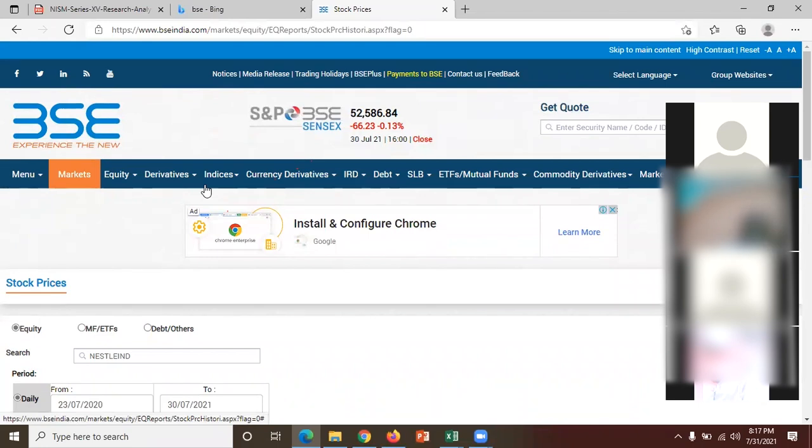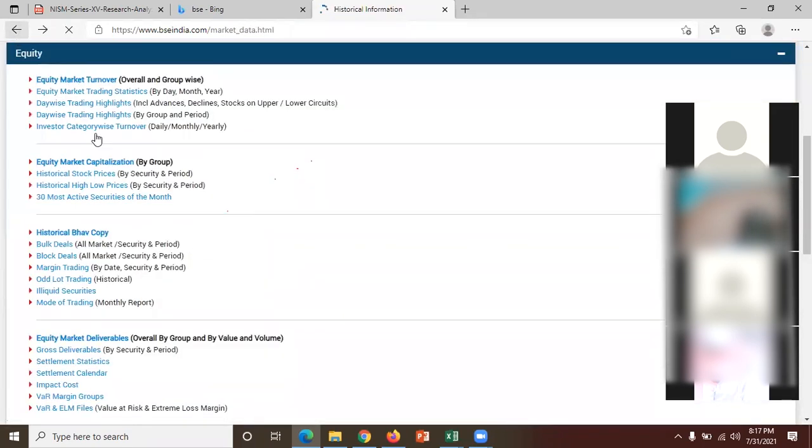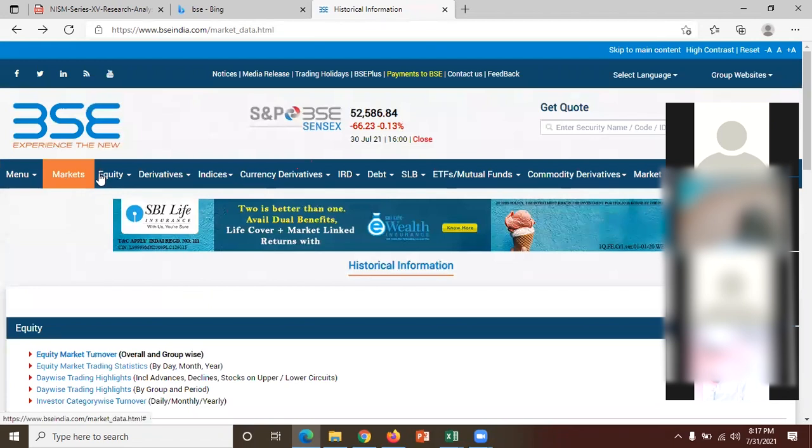I came to historical data and clicked on Markets. Then, under the equity market capitalization, you will get historical stock prices. I clicked on Markets again, now what do I click? Equity, yes. Then click on historical, and after that, prices.